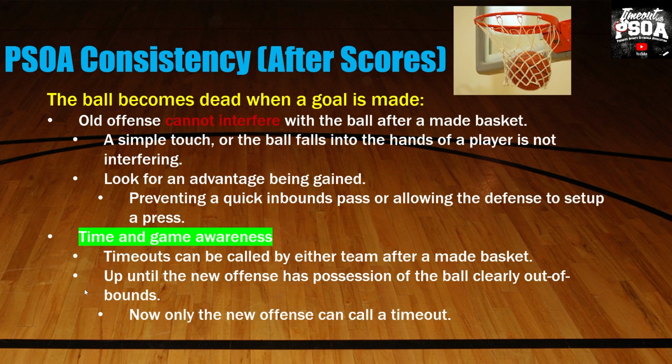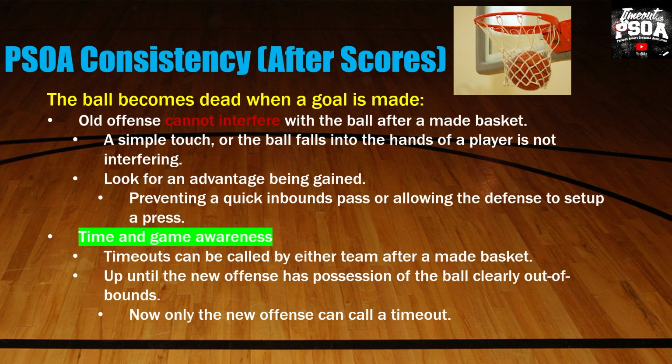The next situation the ball becomes dead is when a field goal is made. The old offense cannot interfere with the ball after a made basket. We're not looking for the simple touch, where the old offense is underneath the basket and the ball just lands in their hands and they just let it go, or give it to the opponent, or toss it to the nearest official quickly. They didn't seek the ball, the ball found them. That is not interfering. We are looking for an advantage being gained.